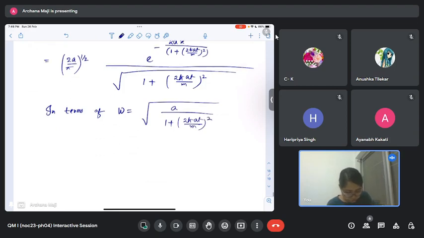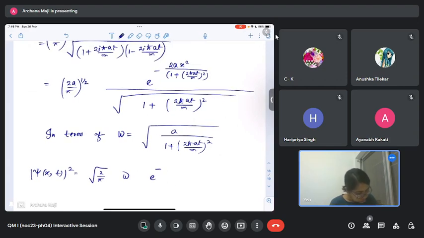So in terms of omega, mod psi of x,t square is, so this square root a we take with this term, so it becomes omega exponential minus, you can say, 2 omega square x square.